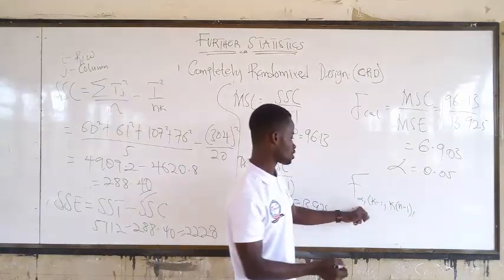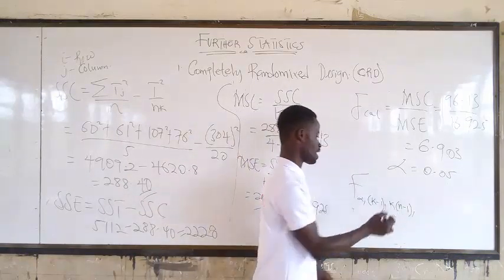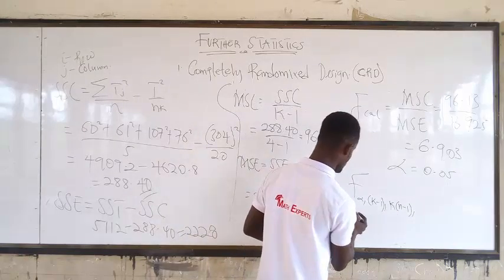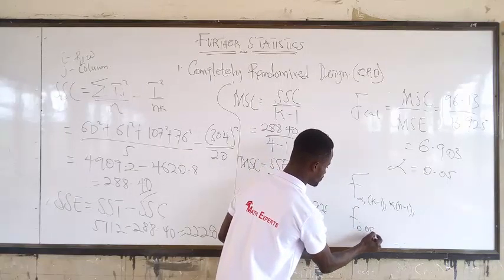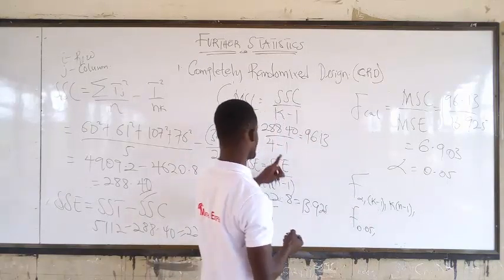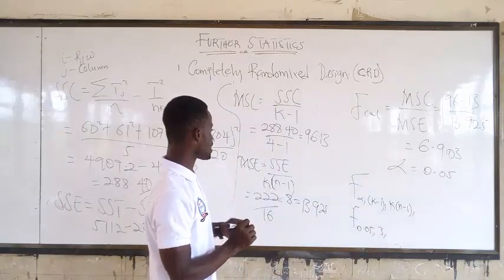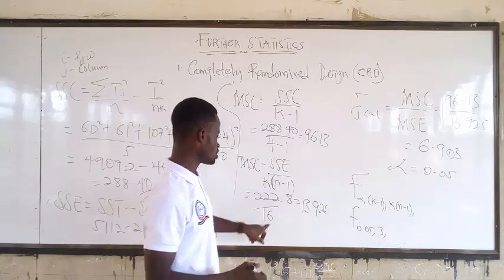Alright, so now, the alpha, K minus 1, and that. From here, we know that our alpha is 0.05, given in the question. This one is 3. Yeah, that is K minus 1, which is 3. And we know this one to be 16.